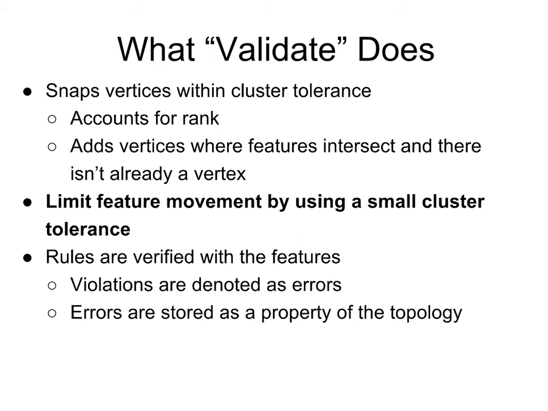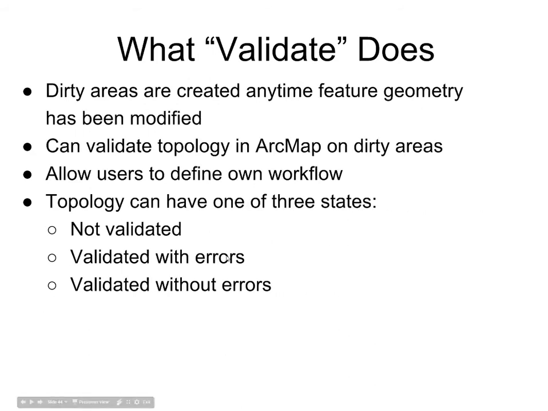Rules are then verified with features. Violations of the rules are denoted as errors, and errors are stored as a property of the topology. Errors can also persist. You can mark errors as an exception, but you cannot delete errors. So sometimes an error is an actual valid feature.